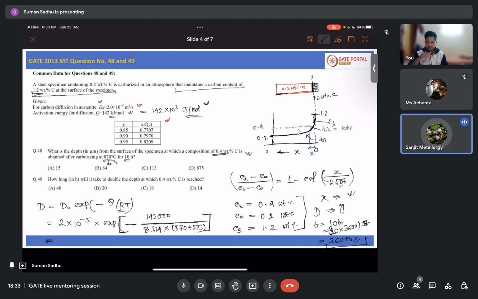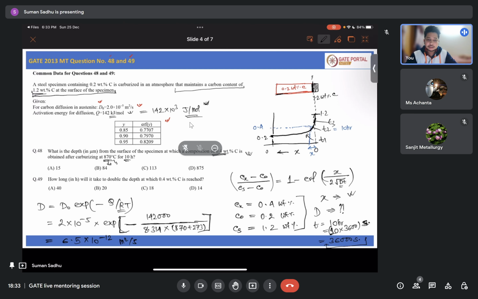Sir, it's 6.5 into 10 to the power minus 12. What will be the unit? So, meter square per second. Yes.